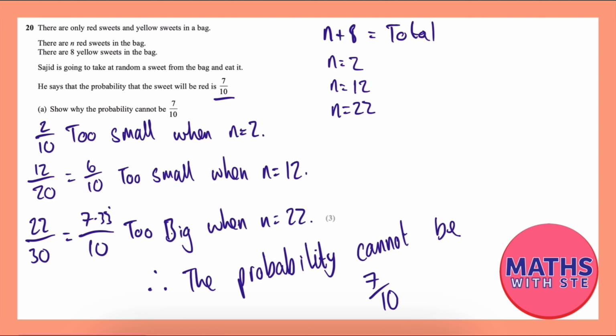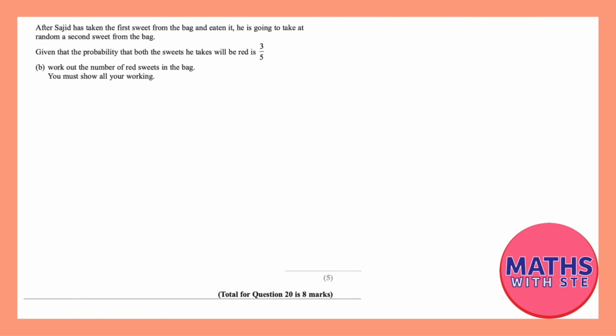There you go. Right, let's have a look at question B. Pause it there again, have a go, and then come back for the answer. Okay, so it says, after Sajid has taken the first sweet from the bag and eaten it, he is going to take at random a second sweet from the bag. Given that the probability that both the sweets he takes will be red is 3 over 5, work out the number of red sweets in the bag. You must show all your working.